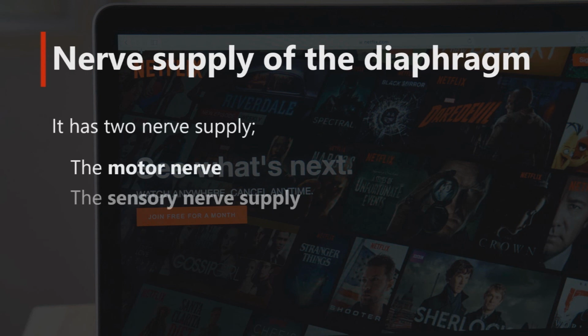The diaphragm also has two nerve supplies, which are the motor nerve supply and the sensory nerve supply. For the motor nerve supply, the right and left phrenic nerves are responsible, and for the sensory nerve supply, the parietal pleura and peritoneum covering the central surfaces of the diaphragm are from the phrenic nerve, and the periphery of the diaphragm is from the lower six intercostal nerves.